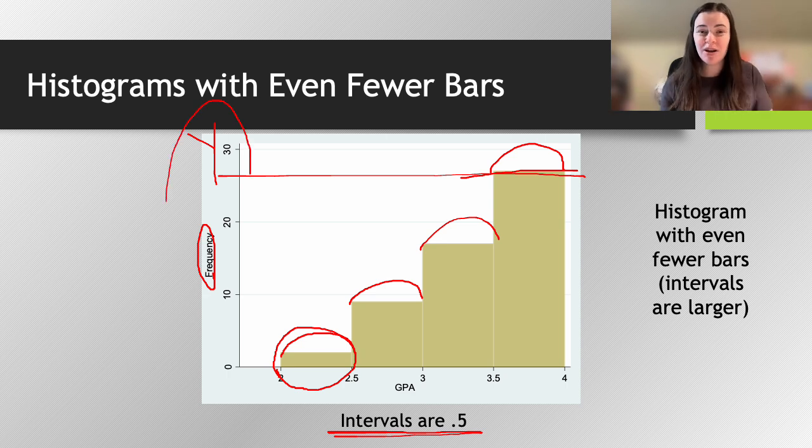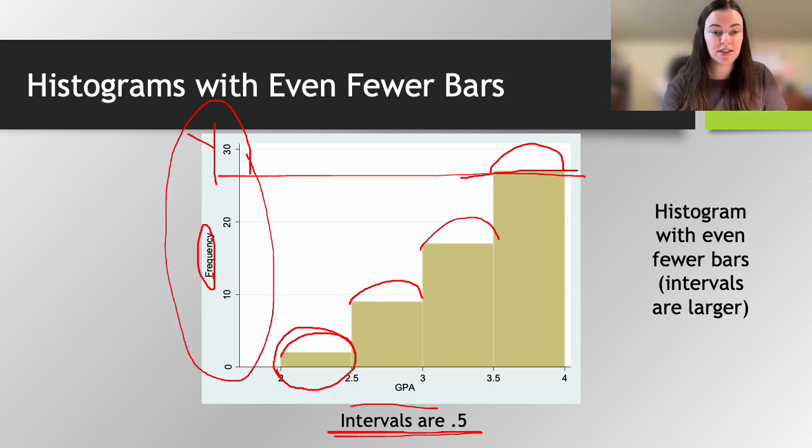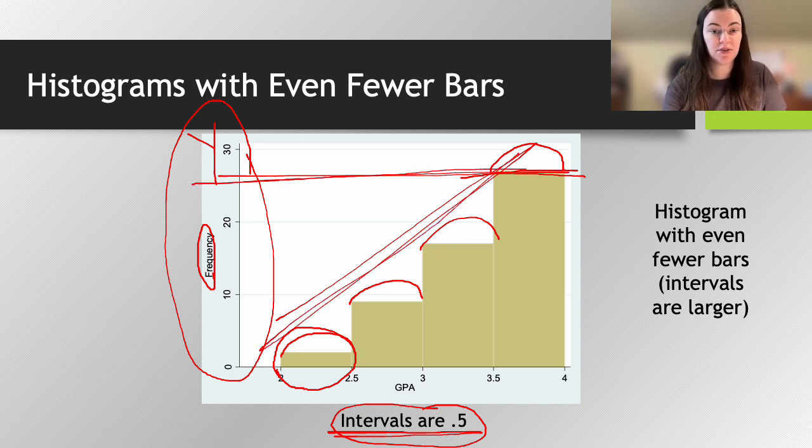But perhaps we just want a more general idea of where our students are. Perhaps it makes more sense to just keep our intervals at 0.5 so that we get a quick visualization that, hey, our students are pretty smart, right? Our frequency levels here are in the mid-20s for those that are between a 3.5 and a 4.0 GPA.